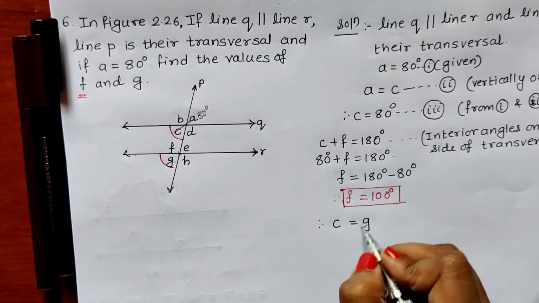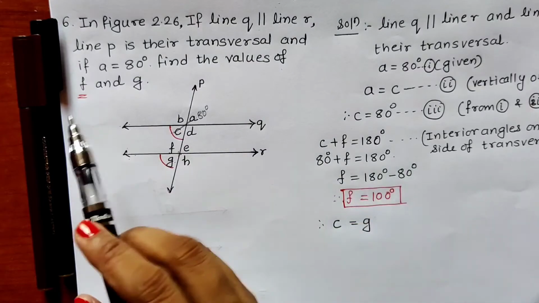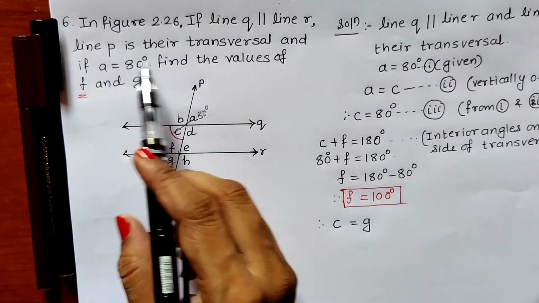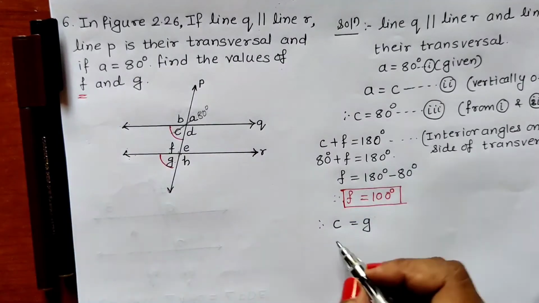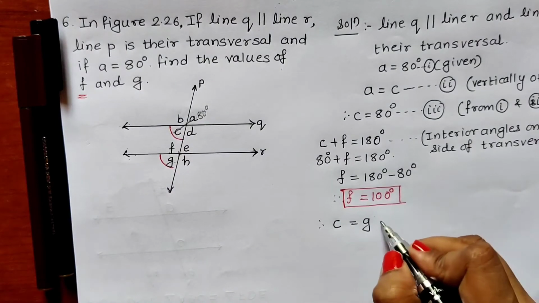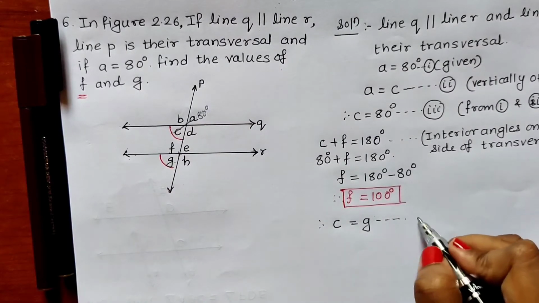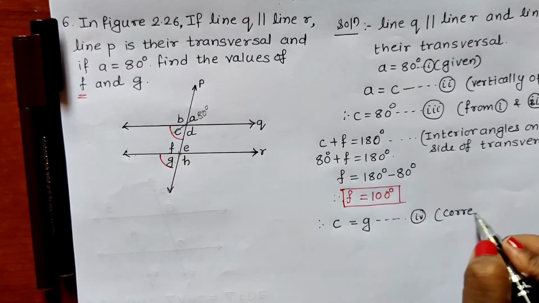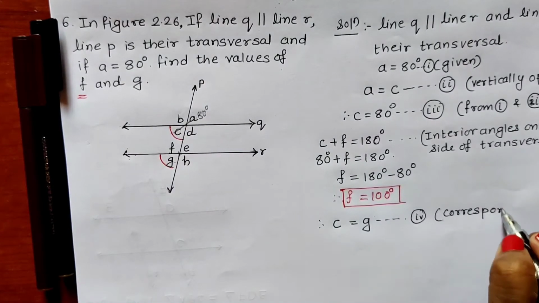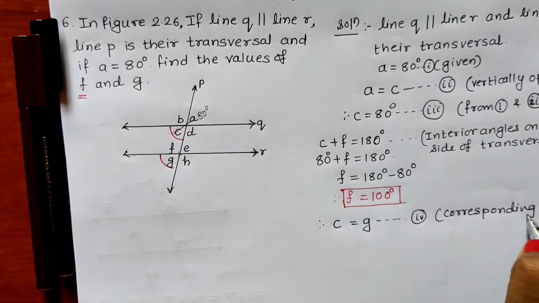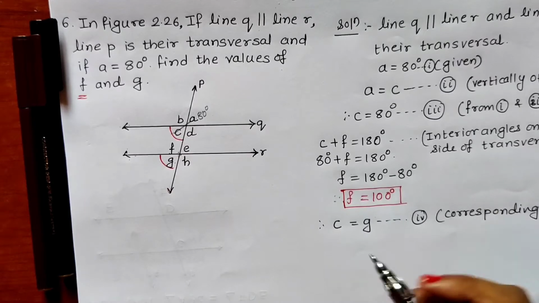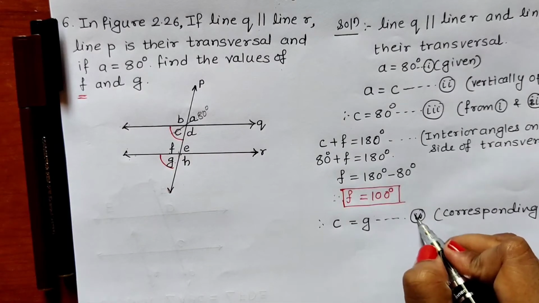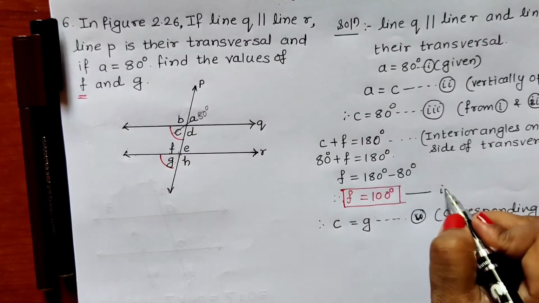Therefore, C is equal to G. I am not putting the angle symbol here because C, G, F, it is given like this only in the question. So C is equal to G. This will be the fourth one. The reason for this is corresponding angles. Okay, this I will write as the fifth one.